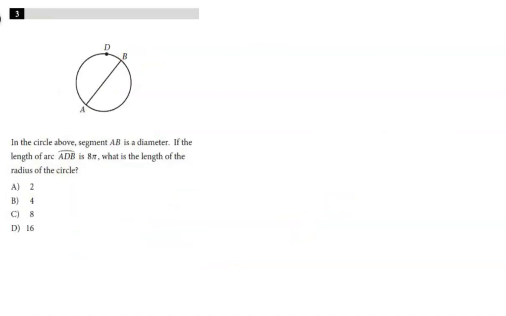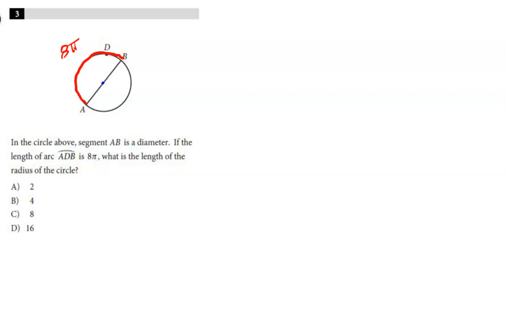All right, number 3, circle above, AB is a diameter, so it goes right through the center point. And A to D to B is 8 pi. So ADB, that half circle, is 8 pi. What is the length of the radius of the circle?